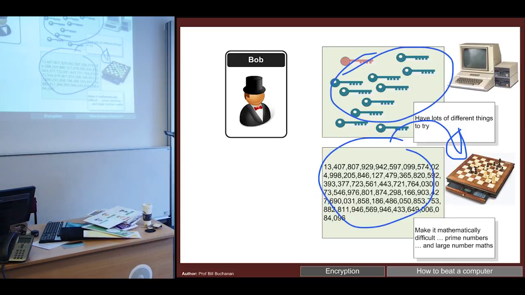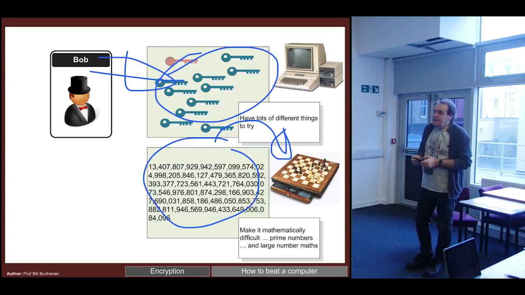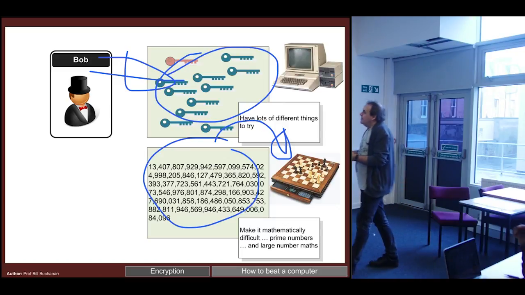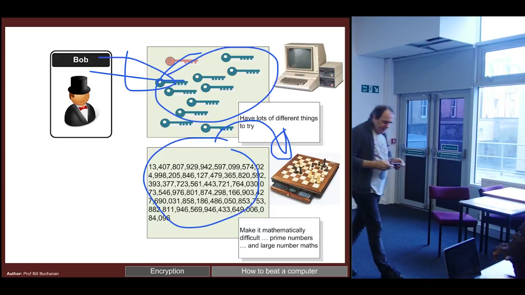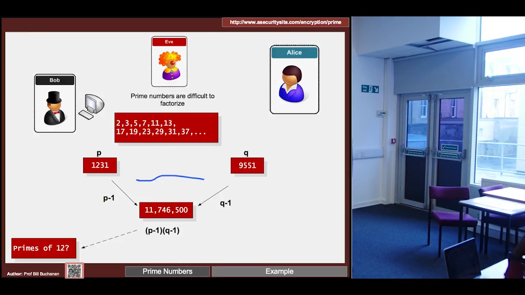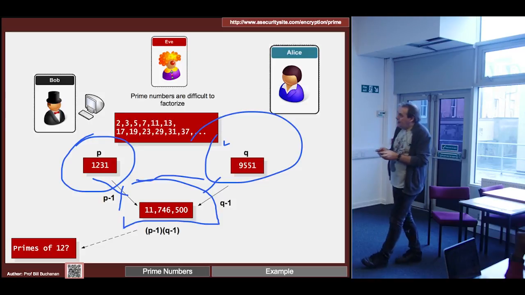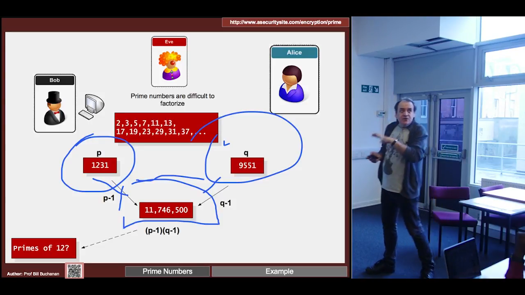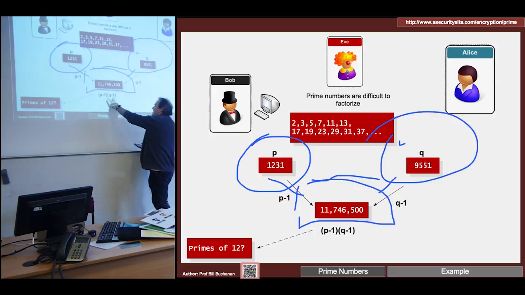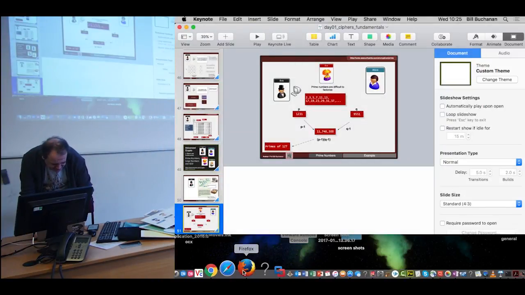So the numbers that we've got just keep getting bigger all the time. The other thing we have is that we have lots of keys. If we can have lots of keys, then it's more and more difficult for the computer to search through all the keys that are possible. We'll come back onto this, but what we do in RSA is that we take two prime numbers, take one away from them, multiply them, and then we end up with a value at the end. And what the computer's got to do is to try and find out the two numbers that were multiplied together to give that. So I've got an example of that, which I can find here.